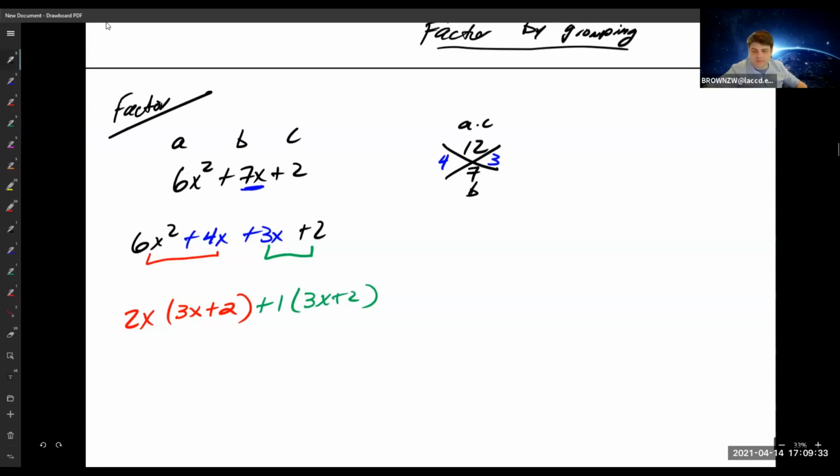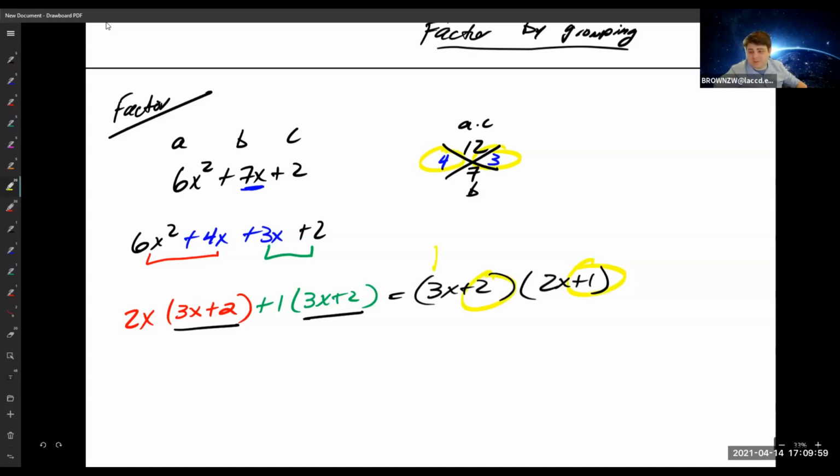So now we have this common binomial of 3x plus 2. So we're going to pull that out. And then what we're left with is a 2x plus 1. So note here, the values of 4 and 3 were not the values at the end here. And in fact, technically you'd be like, oh, well, there's a 3 here, but 4 does not show up anywhere in this set.